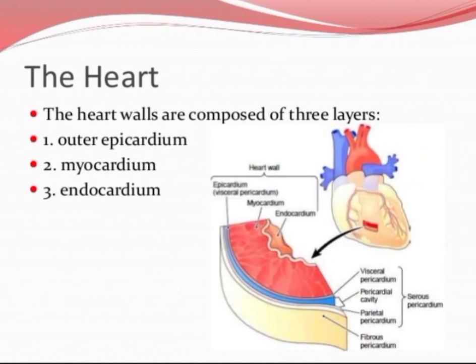The heart walls are composed of three layers. Now we're going to discuss the three main layers of the heart. The outer layer is the epicardium. As we have learned before, outside the epicardium there is another layer known as the pericardium. Then there is the myocardium, and then there is the endocardium. Let's study them in detail.